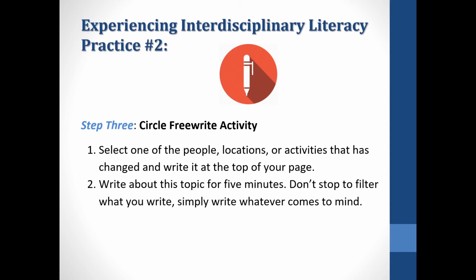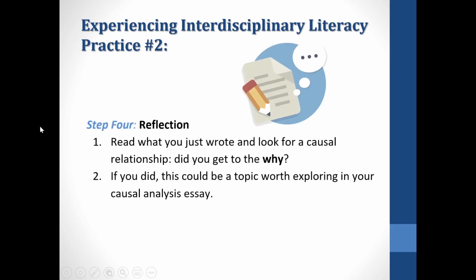And this is where generally they get to the thing that is going to ultimately turn into their causal analysis. Once they've done that little 5-minute free write, I have them reflect on what they just wrote. Read it and look for a causal relationship. Can you see how one thing caused something else? And did you get to the why? If you got to the why, you don't go to that place anymore, or the why, you don't see that person, then they have gotten to a causal chain.